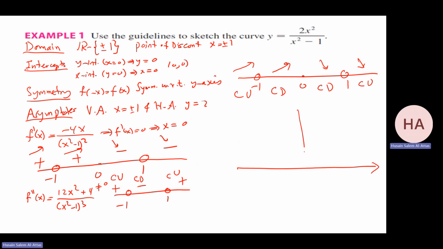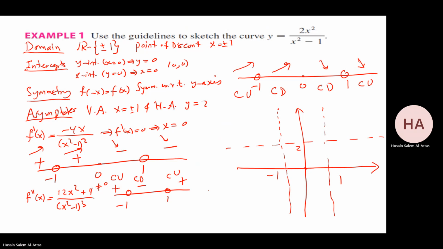I'll put the information I have. I know this is the point 0, 0. There is a vertical asymptote here at minus 1. Also, I have another vertical asymptote at 1. I have a horizontal asymptote at 2. By the way, will the horizontal asymptote be crossed or not?